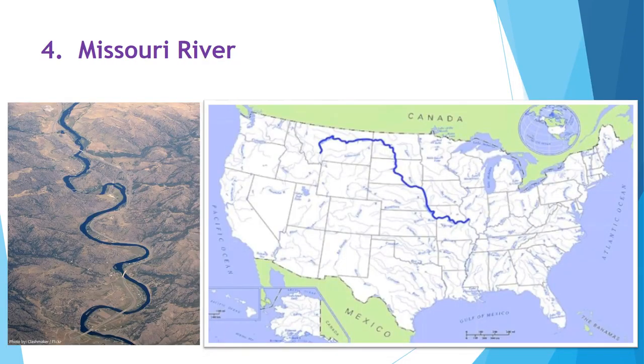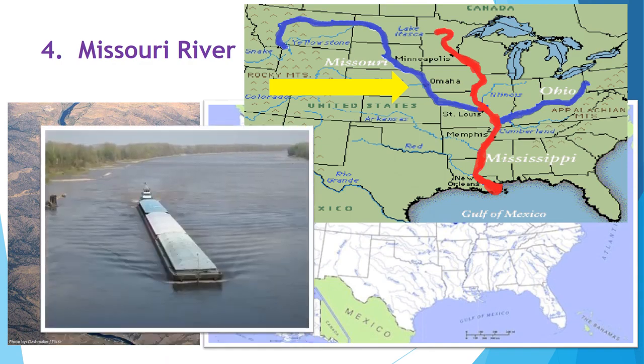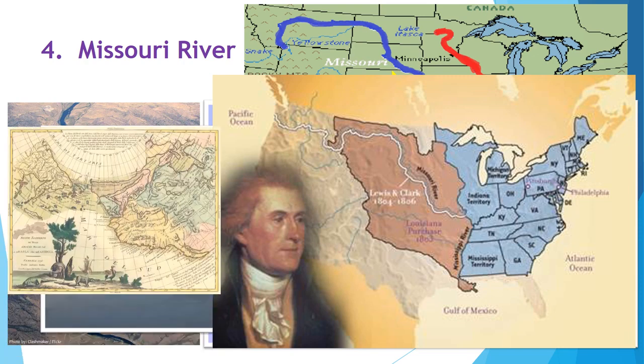The Missouri River is the longest river in North America, winding 2,341 miles, and is also a tributary of the Mississippi River. It flows west to east, carrying farm and industrial products to different parts of the country. When Thomas Jefferson bought the Louisiana Purchase from France, the Missouri River came with it. For many years, this river was thought to be part of the Northwest Passage, a fictional water route that connected the Atlantic with the Pacific.